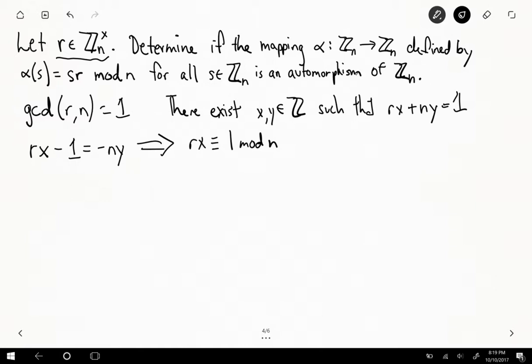Okay, so we have Rx is congruent to 1 mod n. What are we going to do now? Well, let's try and see if we can figure out if this is first a homomorphism and then kind of work with that. And so that was just working with what R does for us. Okay, so let's check the homomorphism part first.